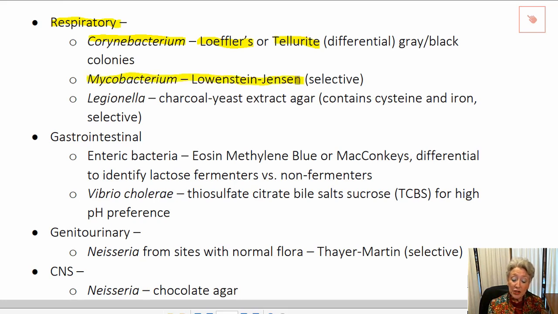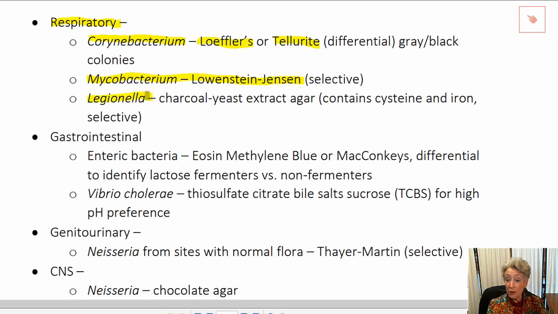Mycobacterium: Lowenstein-Jensen is a selective agar, but remember that I generally don't grow Mycobacterium anymore at the stage that I'm trying to make the diagnosis because it's a very slow-growing organism. And so I have supplanted growth on Lowenstein-Jensen as a diagnostic technique with things like detecting niacin production or using a fluorescent dye.